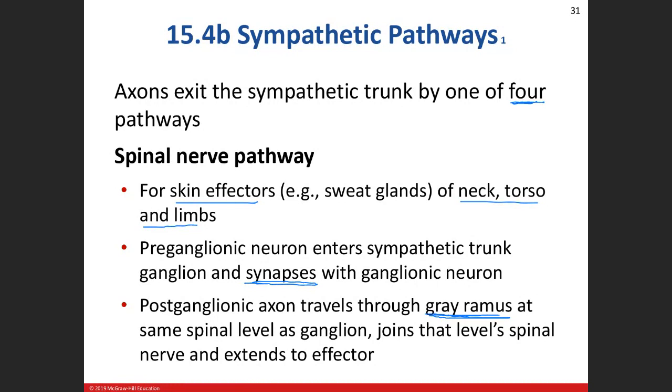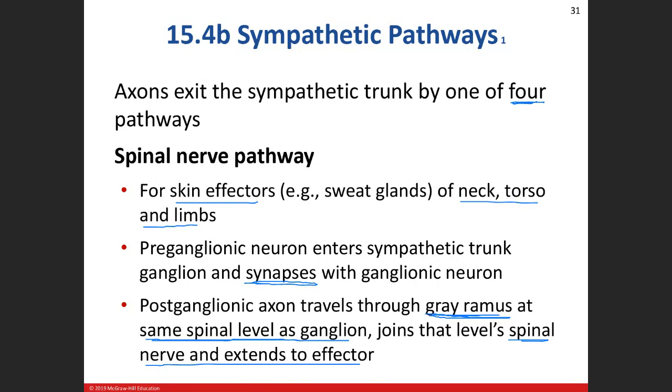So the postganglionic axon is going to exit the gray ramus at the same spinal level as the ganglion to which it's synapsed. And it's going to head back out to the spinal nerve. And eventually it's going to go out to the effector. So I'll show you a picture. It's really cool. Okay, so keep that in mind.